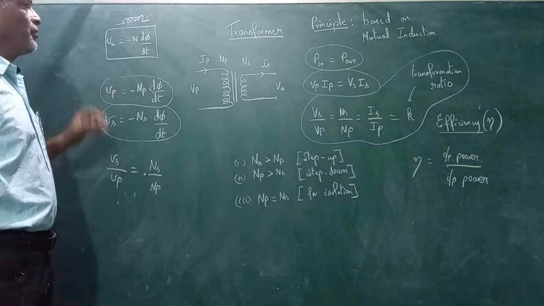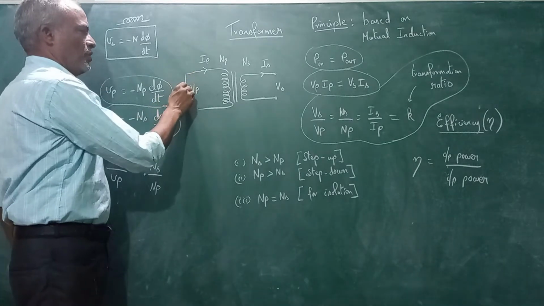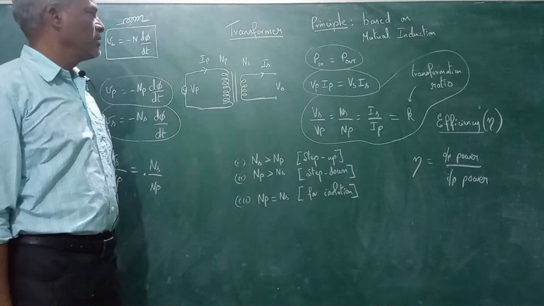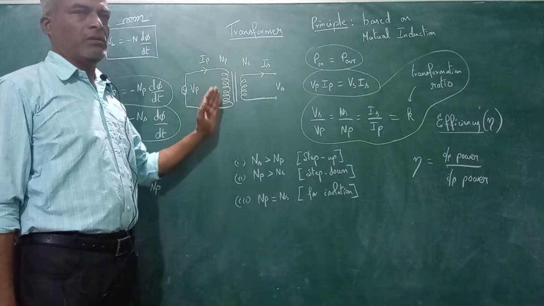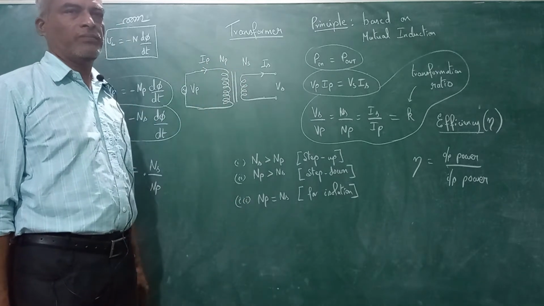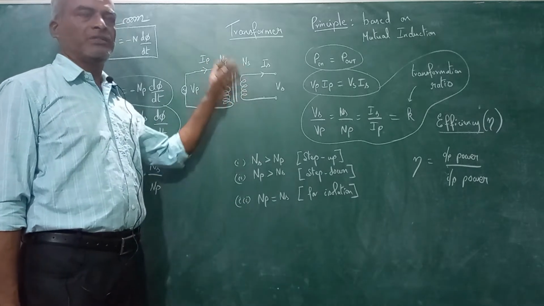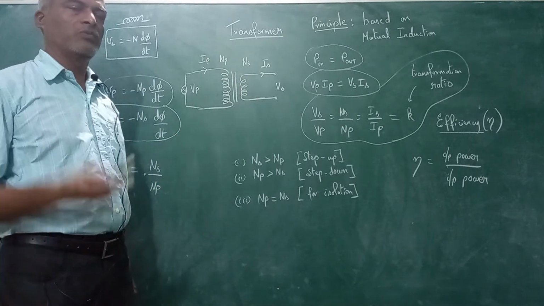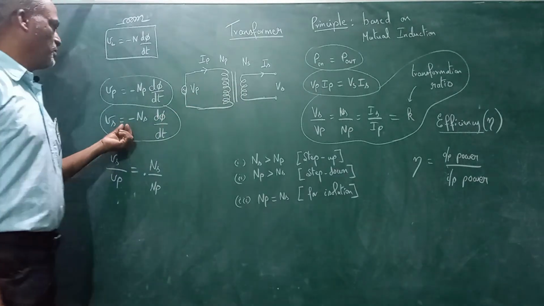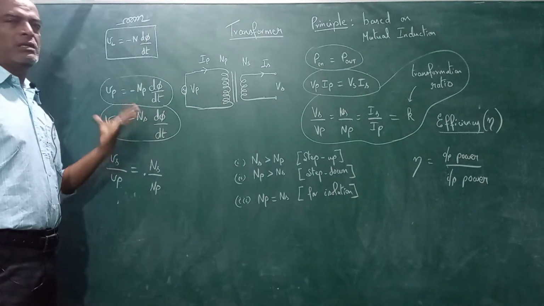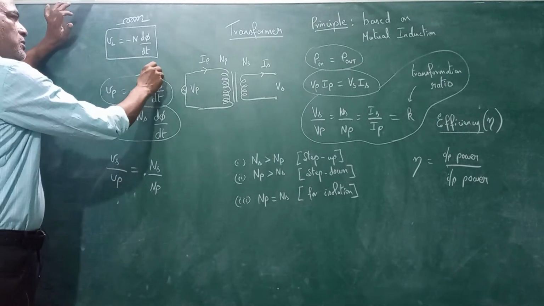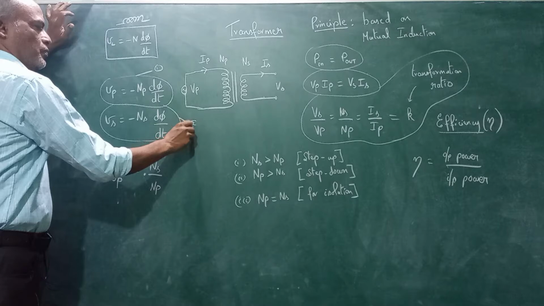Similarly, when your primary is given an AC voltage, this will produce a magnetic field. That magnetic field gets coupled to the secondary. The magnetic field strikes the secondary coil, which is a conductor. Therefore, an EMF is induced in that coil. So the secondary voltage is given by minus Ns dφ/dt. So from this we have equation 1 and equation 2.